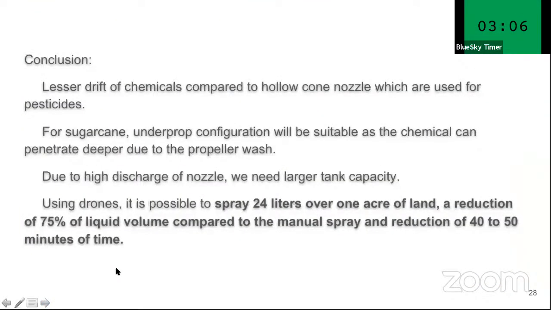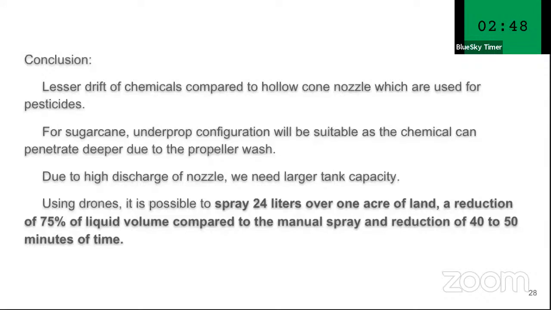So the conclusion on this part is that there is lesser drift of chemicals compared to hollow cone sprays, which are used for pesticides. For sugarcane, the underprop configuration will be suitable, as the chemical can penetrate deeper due to the propeller wash. So here we take advantage of the propeller wash.